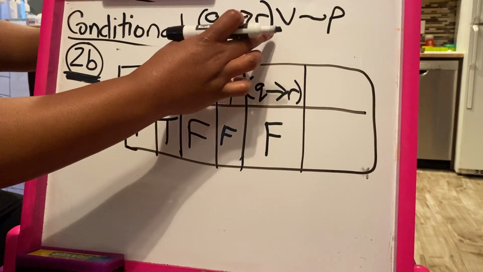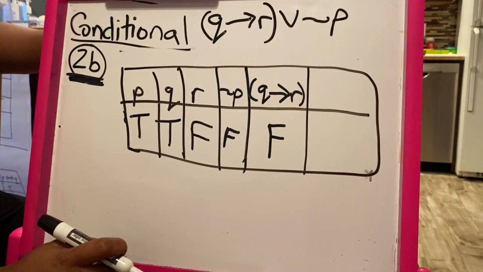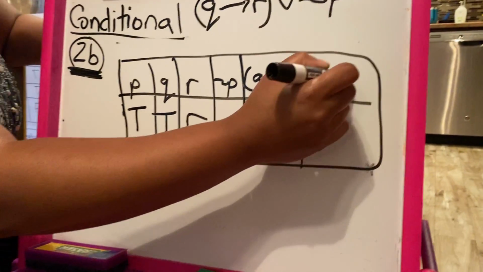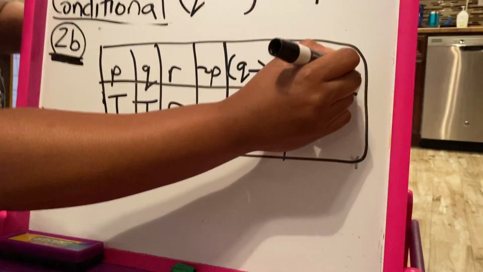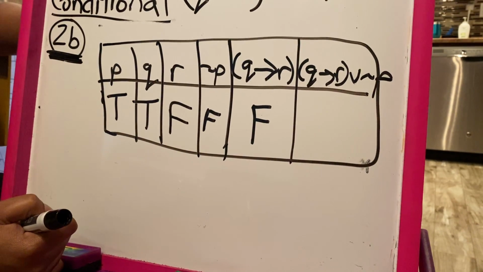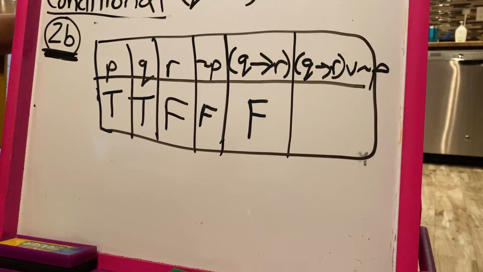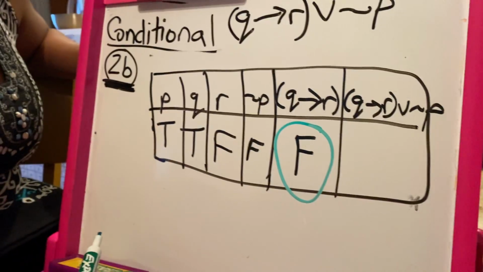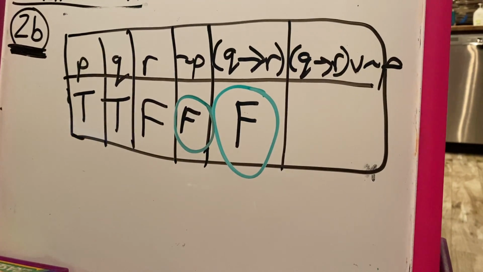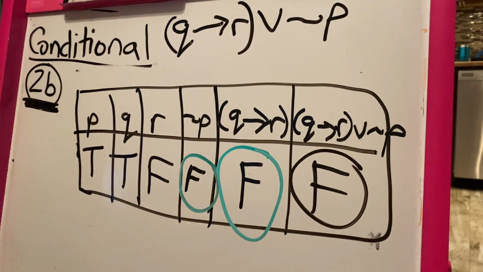Then I'm going to put this conditional statement and disjunct it with not P. So that means I'm going to have Q, then R, then a disjunction of not P. I know that a disjunction is true when one of the statements is true. So once again, I'm going to use my green marker. I know that this is false, and I know not P is false. And since both of the statements are false, the disjunction is false. So the final answer for this is false.